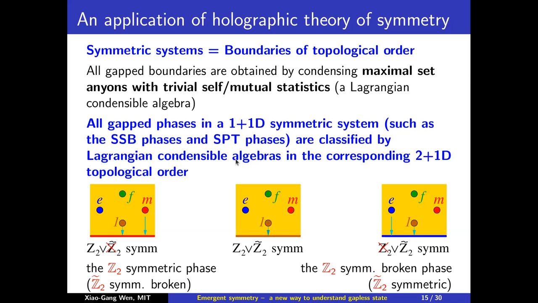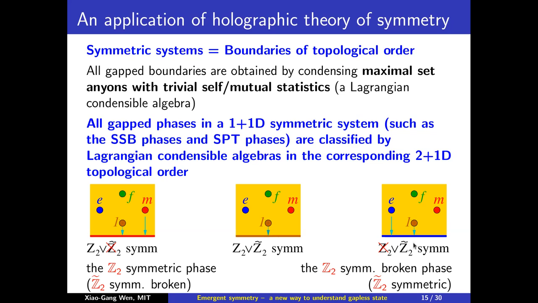So that's one application. You can classify the gapped phases of matter by which set of anyons can condense together. In this example of Z2 symmetry, M and 1 can condense together. M and E cannot condense together because M and E have a non-trivial mutual statistics. If M and 1 condense together, we get the Z2 symmetric state, which spontaneously breaks the Z2 dual symmetry. Also, E and 1 can condense together. That's another Lagrangian condensable algebra. When they condense together, we break the Z2 symmetry but do not break the Z2 dual symmetry. That is the spontaneous symmetry breaking state. So this is the example: just by studying which anyons can condense together, we can get a gapped phase of matter. And for the Z2 symmetry, we don't have SPT states.